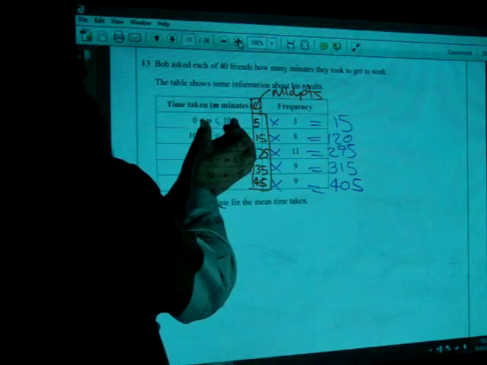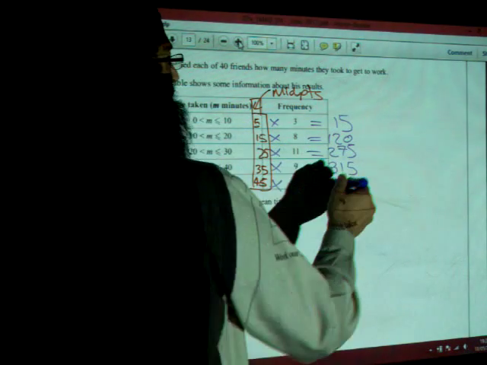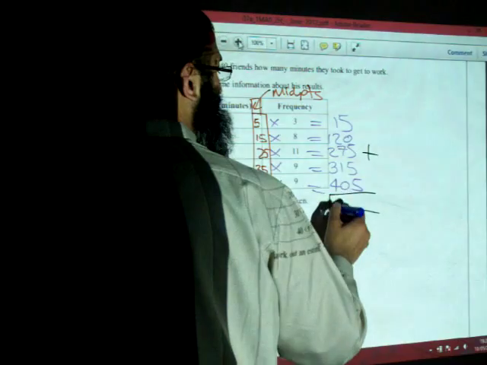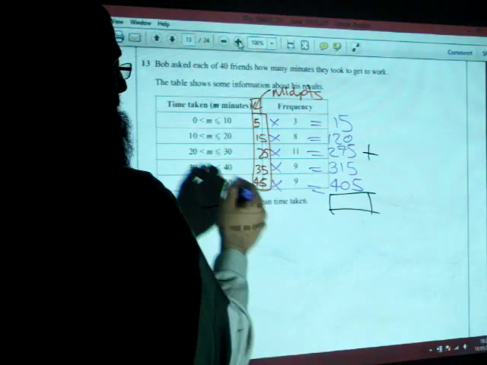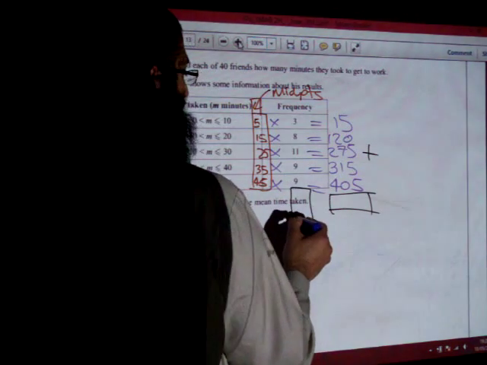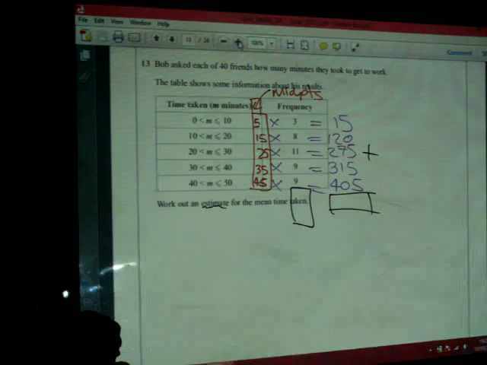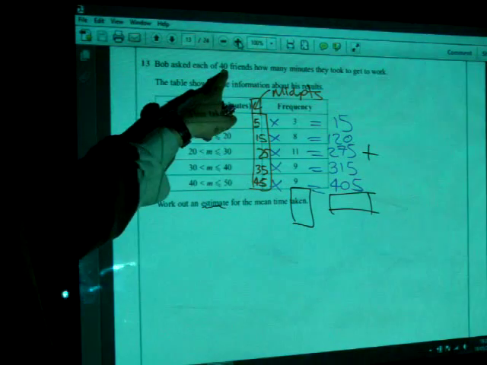Right, what do we do now? Now that we've worked out the midpoints and multiplied by the frequency, we have to add them up to give us a total. And don't forget we've also got to add up the frequency. So we've got two totals. Well, the total of the frequency is given in the question.